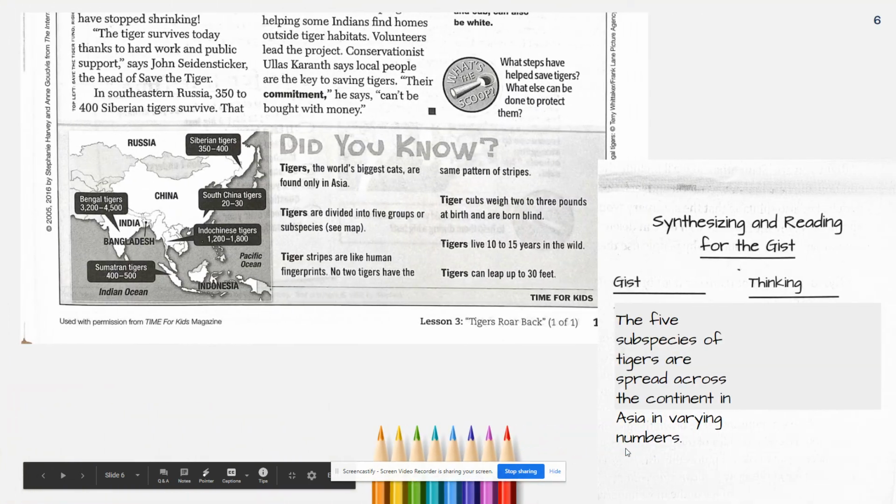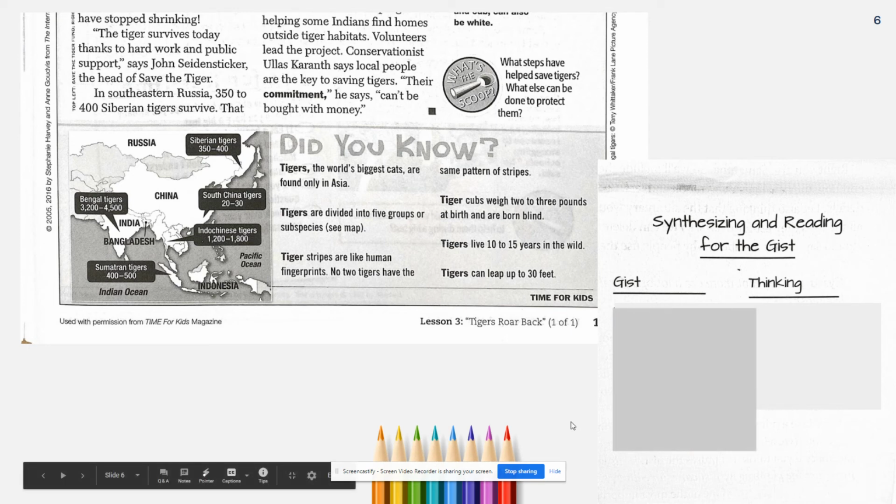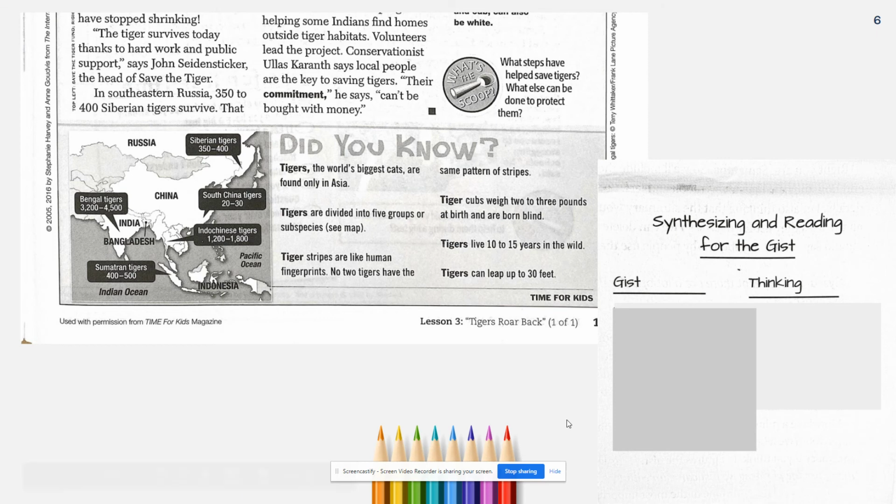Now I want you to help me synthesize information on the map after reading the article. Take some time now to pause the video and finish reading the article, and then look over the map in the article and help me find the gist of the map. Use the strategy to find out what the gist is. Remember to make your big ideas list first and then find the gist and write it down. When you're finished, come back and press play. Go now.